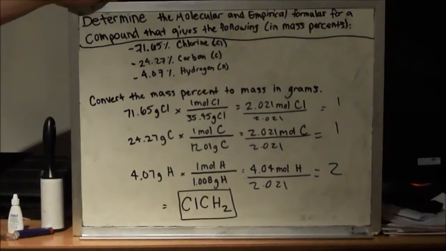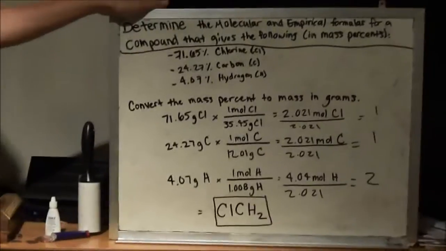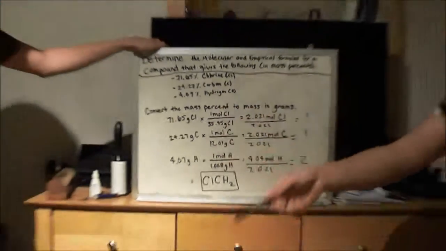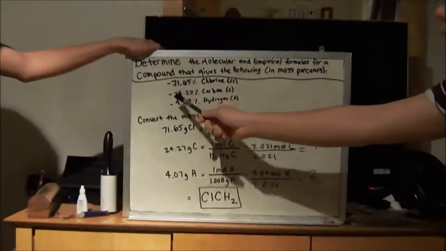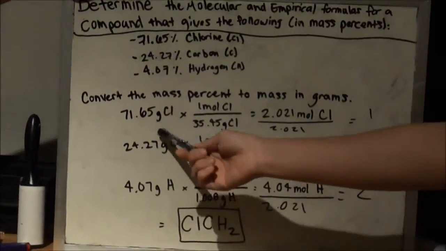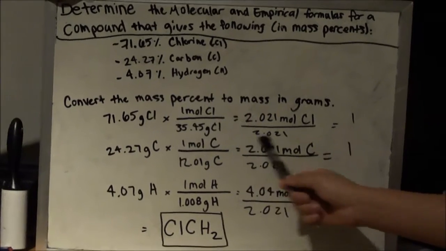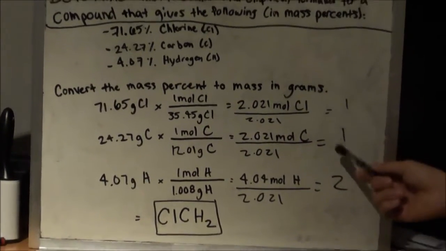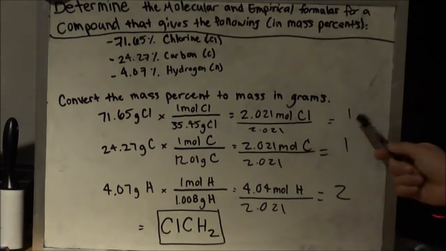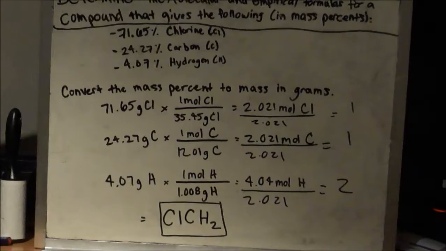Alright, so with this information given, we need to find out the empirical formula. Well, using these percentages, it all equals out to 100%. So we can assume that this 71, 24, and 4 are their own grams. We divide by the atomic mass to get the moles, divide by the smallest number of moles. We can see using this example that we'll get 1, 1, 2. That means we have 1 chlorine, 1 carbon, 2 hydrogens. Chlorine, carbon, dihydrogen.